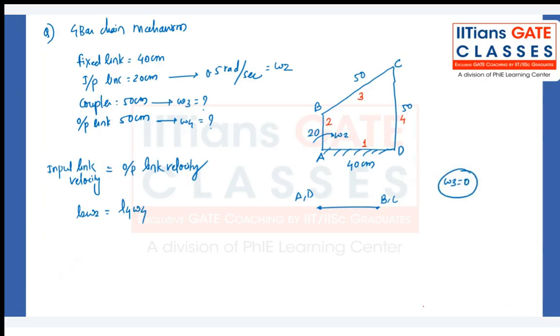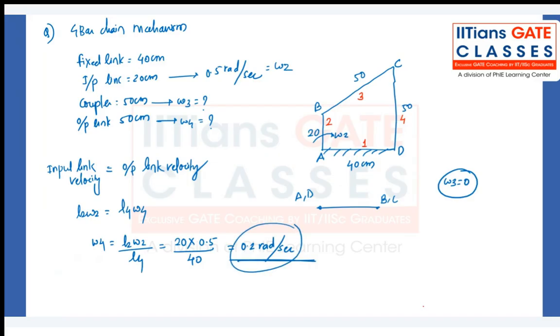Okay, omega 4 is equal to L2 omega 2 by L4. L2 is 20, omega 2 is 0.5, L4 is 40. So that's why I'm not writing it as 0.2 and 0.4, because anyway both are in centimeters, so they will cancel out each other. So 0.2 radian per second is my omega 4, and my omega 3 is 0. Okay, so these are the answers in this case.